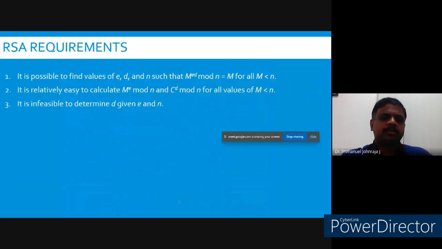Okay, so what's the requirement of RSA algorithm? It is possible to find values of e, d, and n such that M power ed mod n is equal to M for all M. Okay, you should be able to find out, which means the calculation should be simple. It is relatively easy to calculate M power e mod n and C power d mod n for all values. It is infeasible to determine d given e and n. Given the value of e and n, you cannot deduce the key d. So this is the requirement of RSA, right?